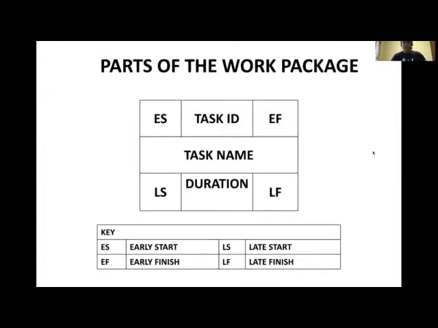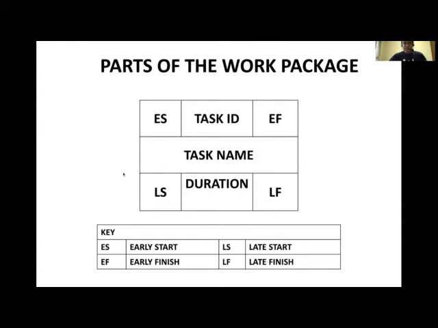So now let's get into the work. The first thing to do is to understand the parts of the work package which we are going to use to calculate the critical path. By this time, when you say work package, we know what we mean. The breakdown of the project activity is called the work package. The work package in this case is supposed to be divided as follows.